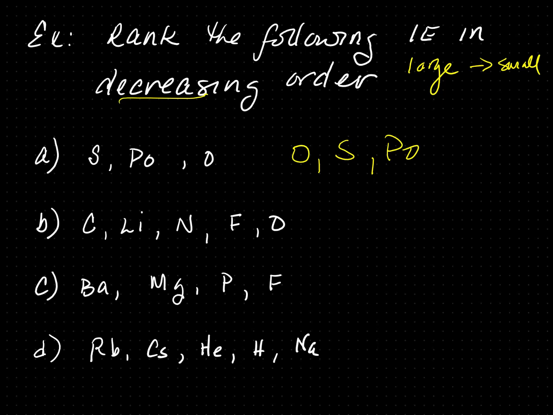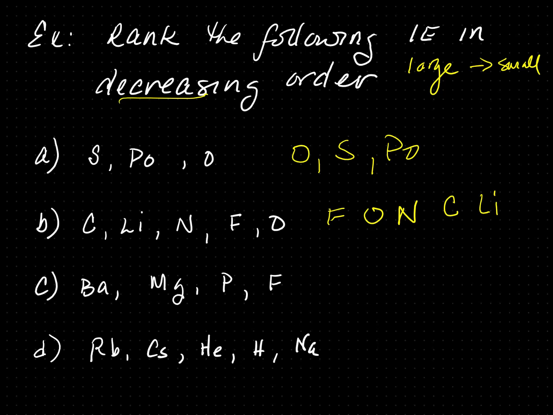Ionization energy increases going from left to right on the periodic table. So we need to rank these in order from right to left. So my biggest one should be fluorine, and then oxygen, nitrogen, carbon, and then lithium, if we follow the general trend.